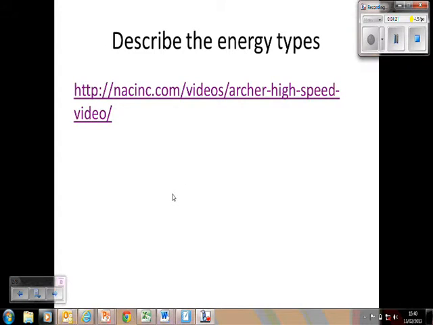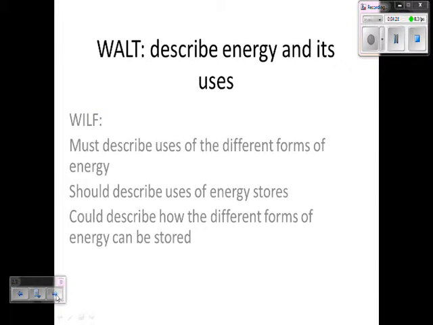So back to our PowerPoint. Let's have a look at what we should have learnt. You must be able to describe the uses of different forms of energy. You should describe the uses of energy stores, and you could describe how different forms of energy can be stored. Make sure you've written down the WOT and you find 3 keywords, and we'll see you next lesson.